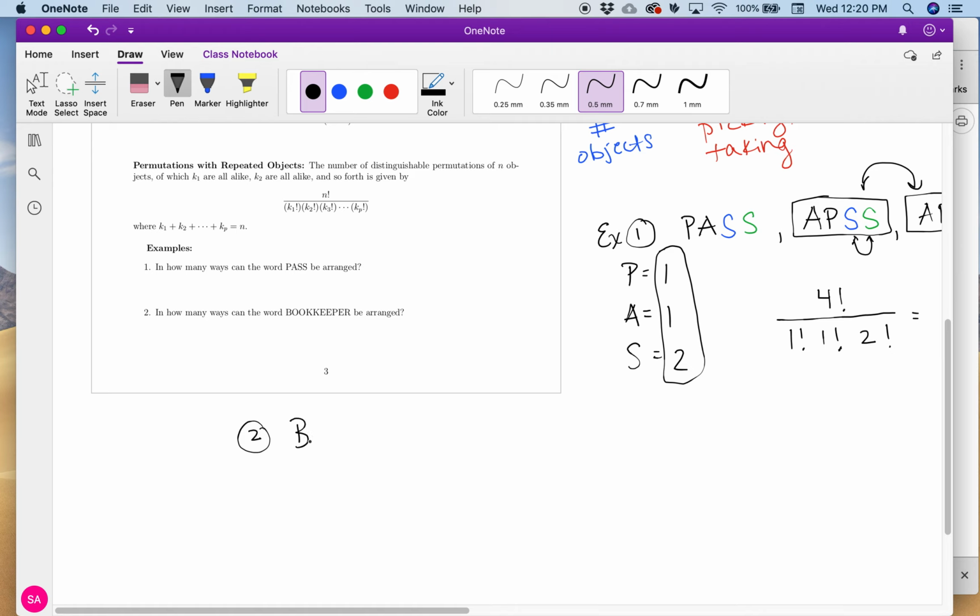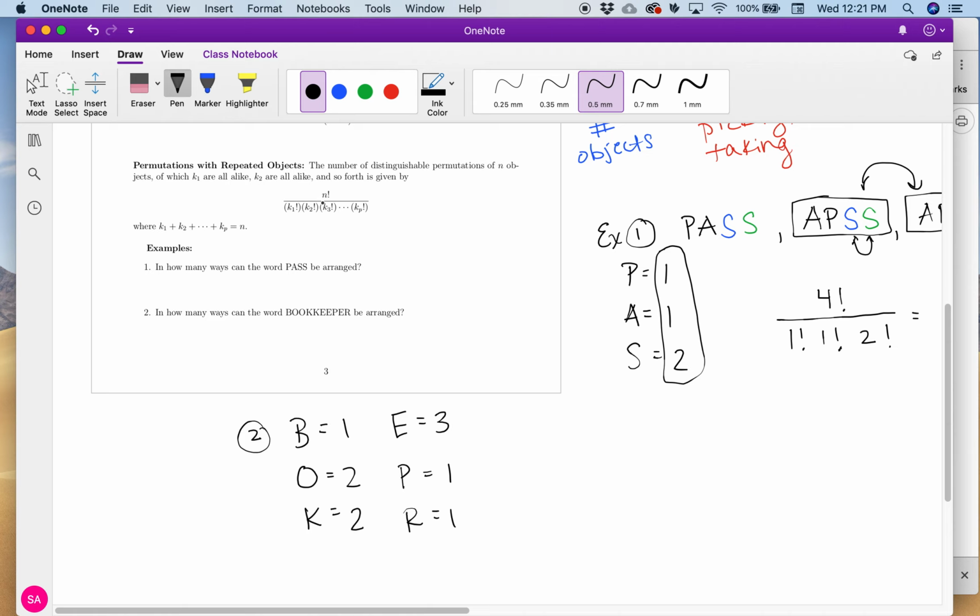So for example, for B, how many times did B show up? There's only 1. We got an O, there's 2 O's. K, there's 2 K's. E, we got 3 E's. P, we got 1. And we only got 1 R. Okay. So now we're going to plug this into our repeated objects formula.